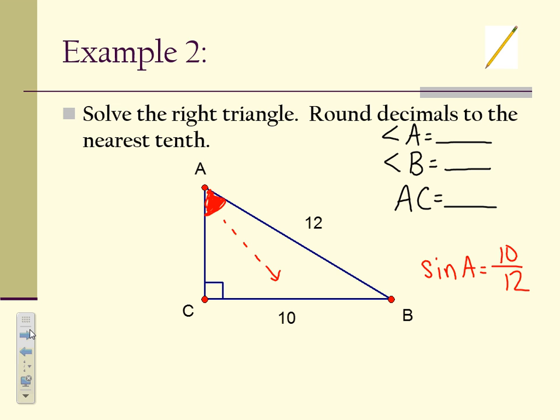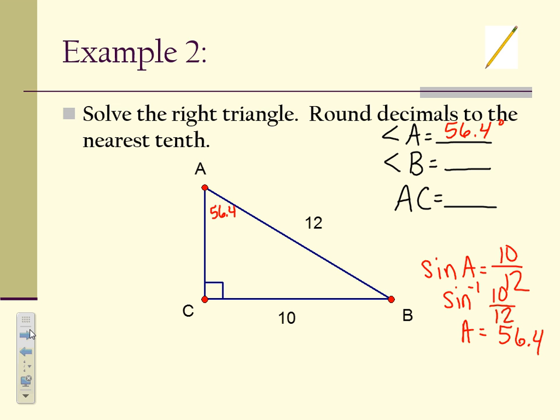Now, we don't know how many degrees angle A is. We're about to find that out. And that's when we're going to use the sine inverse. So we take the sine inverse of 10 over 12, and that's going to tell me how many degrees angle A is. So make sure that you hit the second button or whatever you need to do on your calculator to make sure you get the inverse sine, and it will tell you that angle A is 56.4. Okay, so we know angle A is 56.4 degrees.